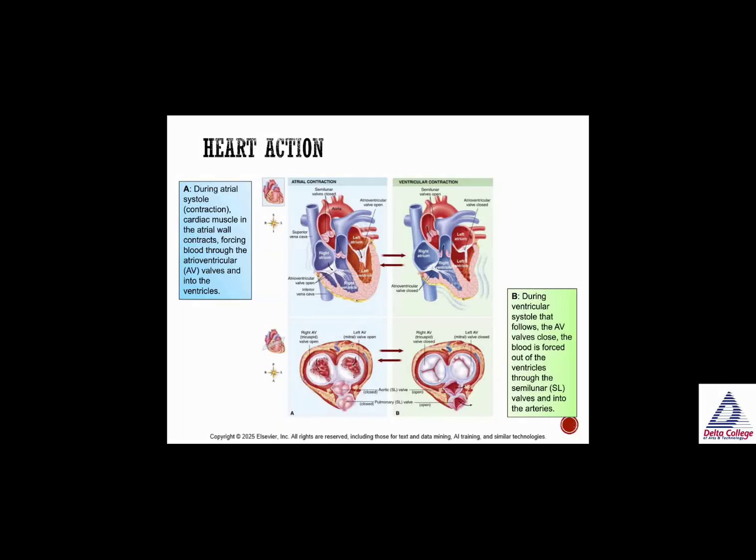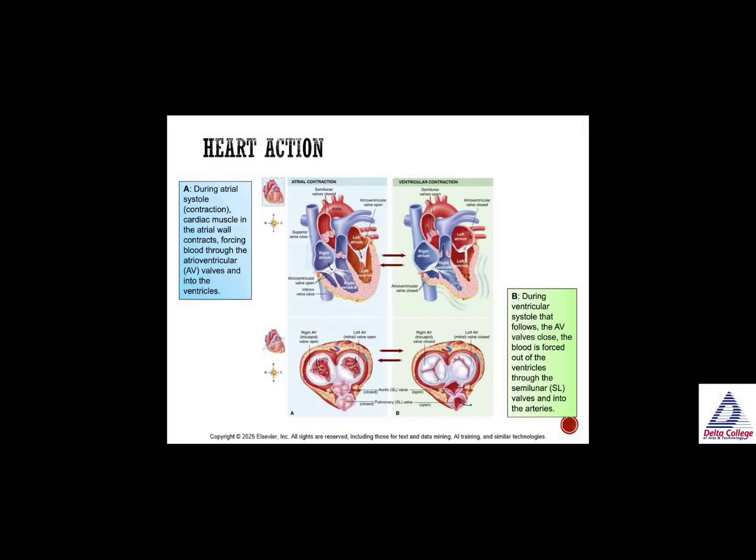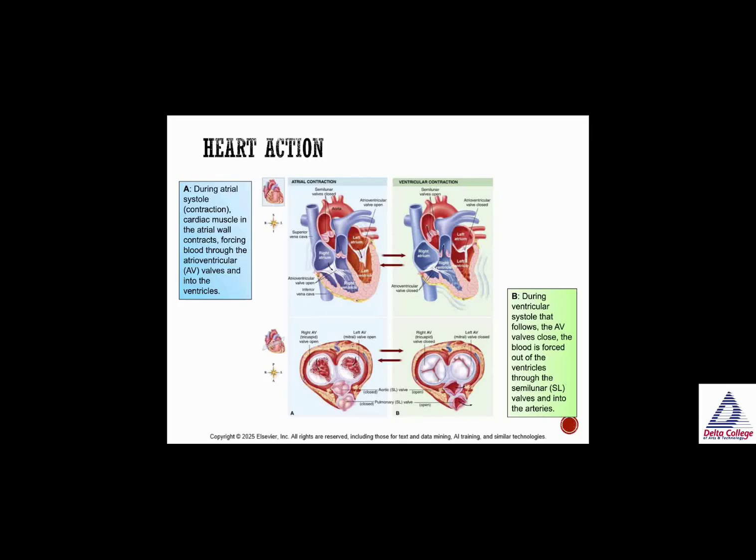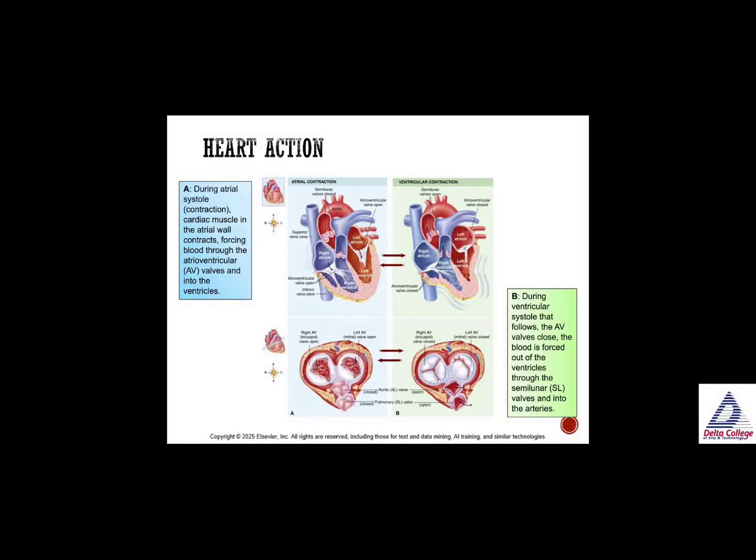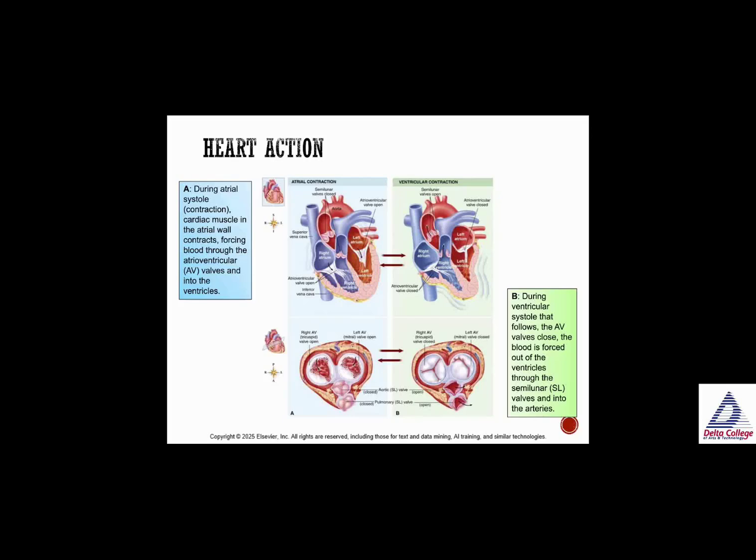So, in the blue, during atrial systole or contraction, cardiac muscle in the atrial wall contracts, forcing blood through the atrioventricular valves and into the ventricles. B, in green, during ventricular systole that follows, the AV valves close and the blood is forced out of the ventricles through the semilunar valves into the arteries. And in this image, remember again, you need to know which AV valves are left side, right side versus semilunar valves on the left side and the right side.